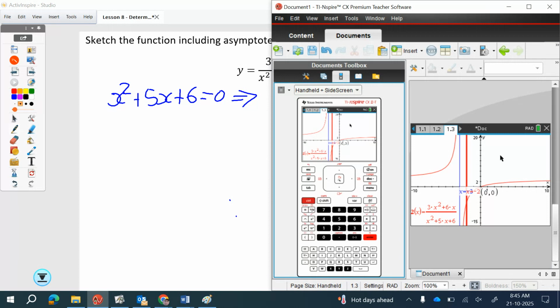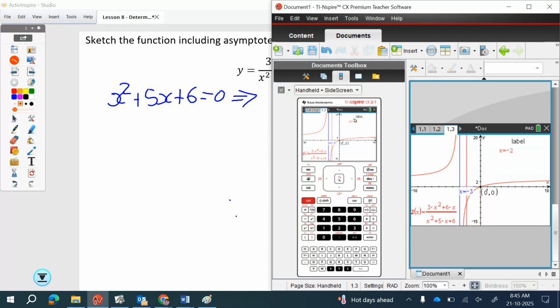What this is, in fact, we're not going to cover it on this course, but at x equal to minus 2, we're going to get a hole. There's going to be a little hole in the graph.